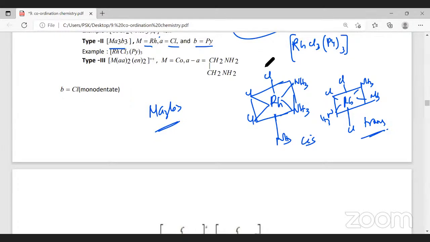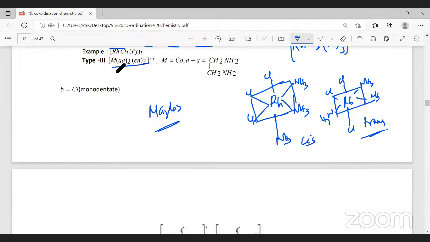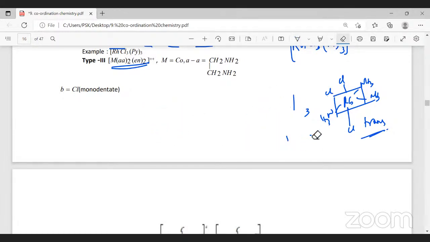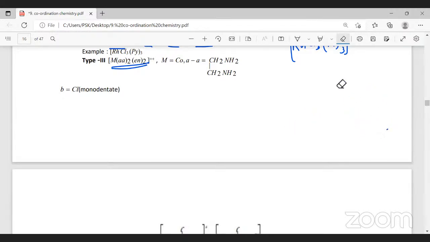Yes, sir. The third type of complex is MA2 (en)2. AA is a bidentate ligand. This is wrong. Anyways, I'll give you this representation in a few minutes' time. It is not MAA2, it is MA2 (en)2, so it should be like that. Now this is MA2 (en)2. En is a bidentate ligand, remember.